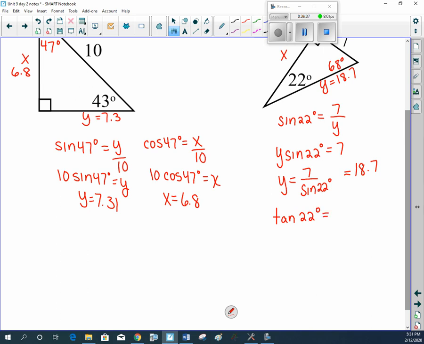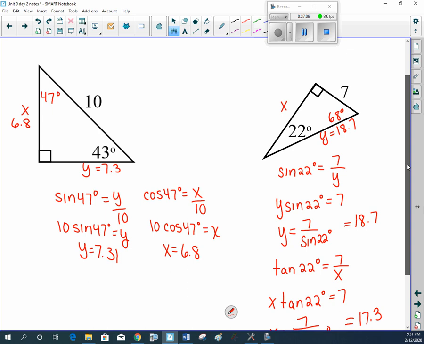And then to solve that, I'm going to multiply both sides by x, and that's going to equal 7. And then I'm going to divide by the tangent of 22. So 7 divided by the tangent of 22 degrees is 17.3. And you found all the missing sides and all the missing angles, and that's what it means to solve the triangle. Just remember to put degree symbols when you're talking about degrees, otherwise we'll just think it's radians.